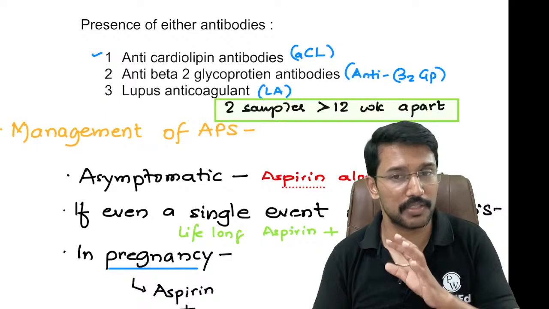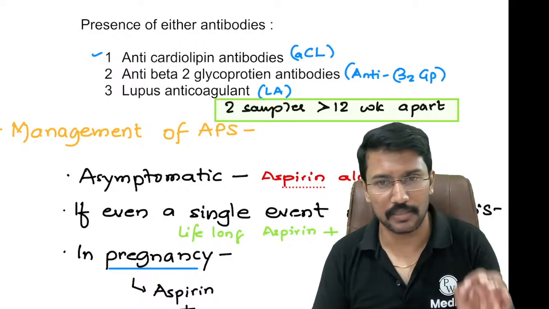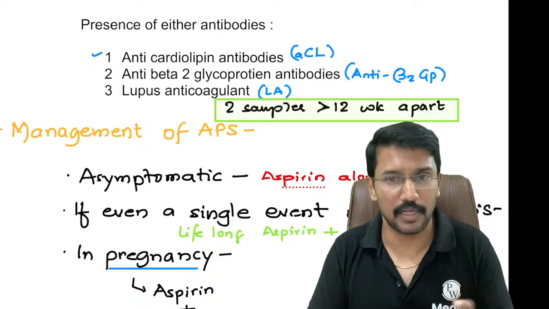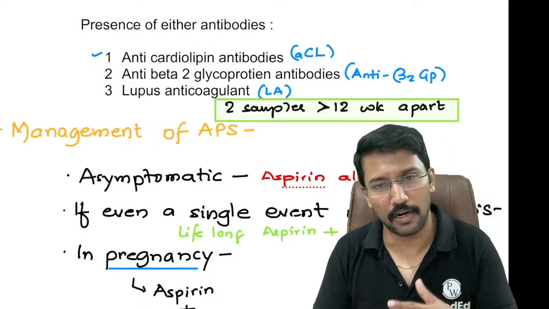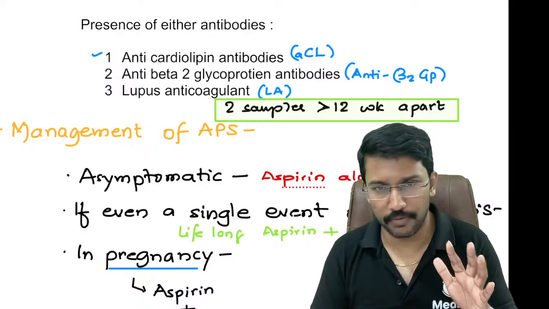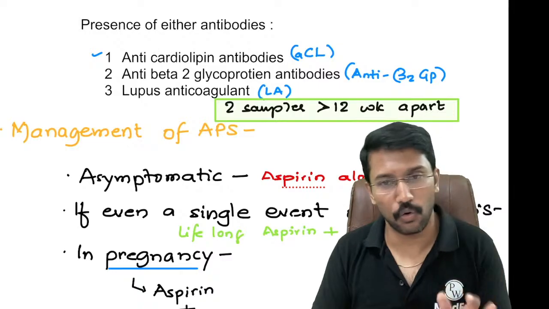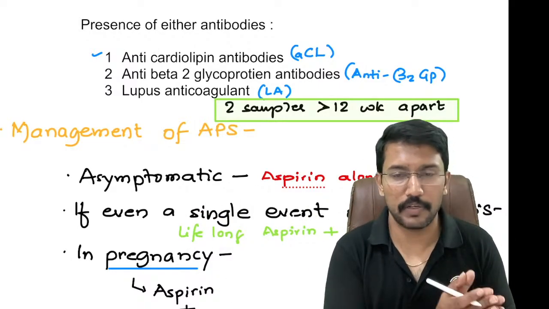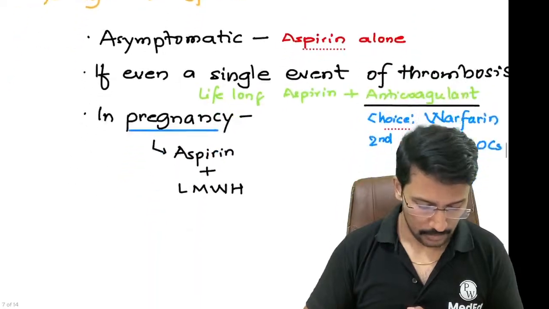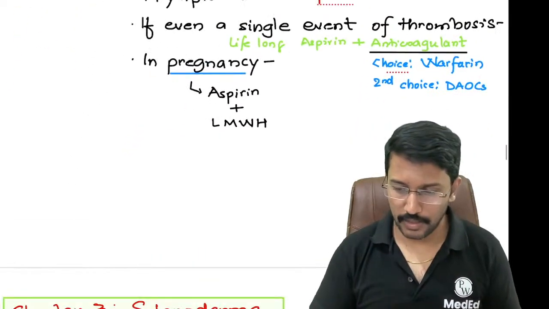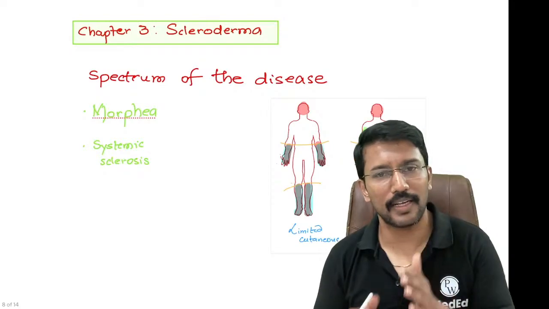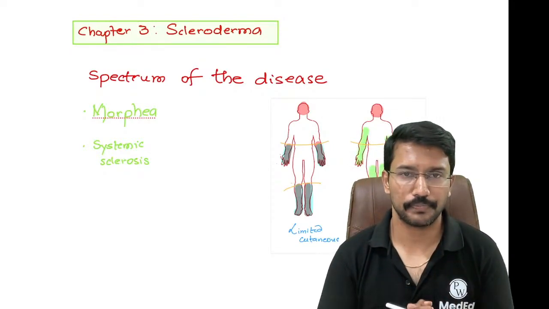Once you diagnose, if the patient has no major organ manifestation, just give him aspirin. If there is a history or ongoing, even a single episode of thrombosis, whether vein, artery, DVT, stroke, whatever, we have to give anticoagulant. The anticoagulant of choice for long-term management is going to be warfarin, but warfarin is not safe in pregnancy, so we give them low molecular weight heparin, right? So that completes our discussion of the antiphospholipid syndrome. We will go to the next topic, which is scleroderma.